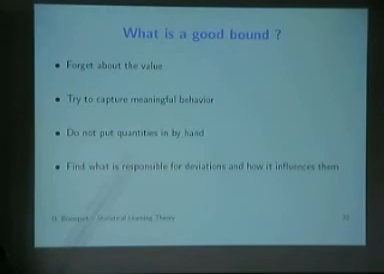Okay, so this is the final answer to this question. What is a good bound? Forget about the value, but try to capture some meaningful behavior. And do not put quantities in your bounds directly by choosing some sort of prior, because if you end up with this prior in the bound, that would not be a surprise. And try to find what is responsible for the fluctuation of your quantity and how it influences this quantity.